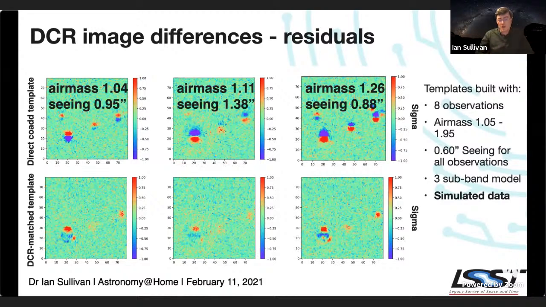However, in the bottom row of images, where we've built up a model of the subbands and then use those to shift the subbands and subtract them off from our science images, it's not perfect yet, but we're doing a lot better. So that looks very promising.